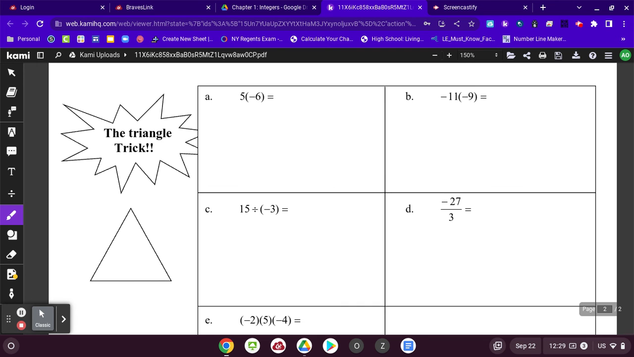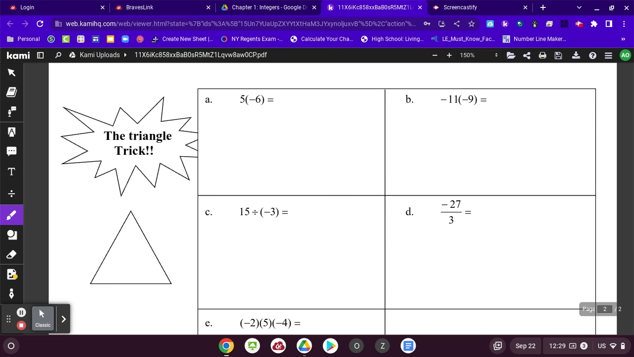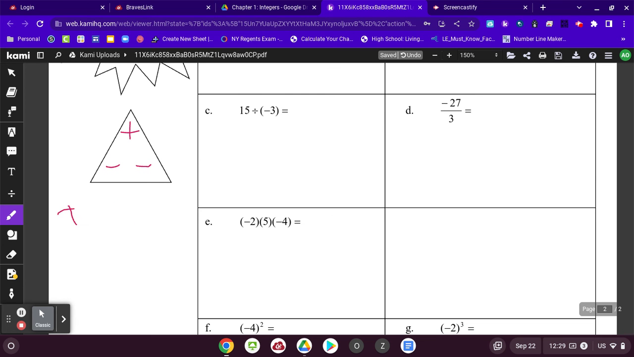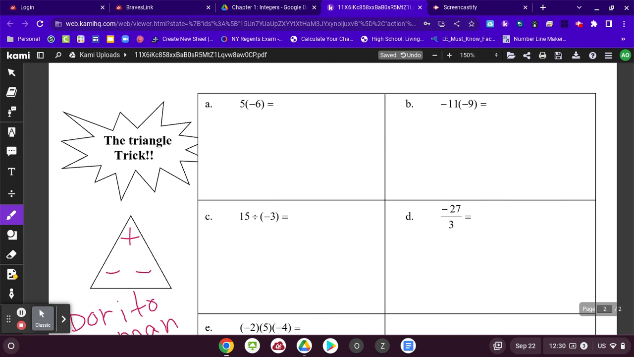Some kids told me they learned last year something just called the triangle trick, which looks like this. And you cross off the sign that you used. Some kids learned Dorito Man, which is the same idea, but it's upside down. And this is what's in your notes. It looks like this. And it just kind of looks like a funny looking man with closed eyes and a super weird nose.